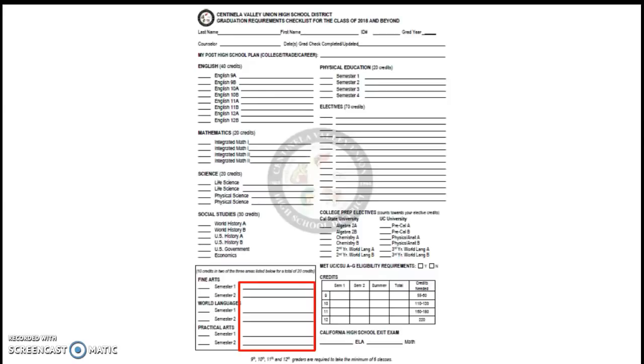Here you want to fill in the specific course that you took for the fine art, world language, or practical art. And finally, you want to write in the title of the elective course that you took. Remember, if you're on the road to college, you want to make sure that you are meeting your A through G requirements, which are listed here. So let's get started.